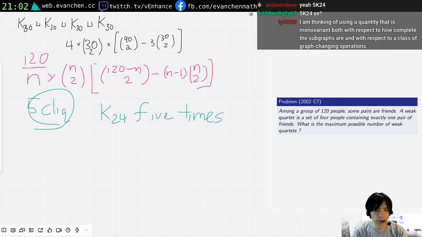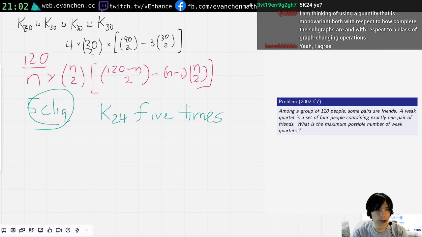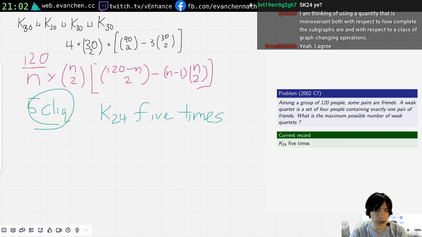It feels like we should write down a proof that makes 5 cliques, or really just some cliques, the optimal situation. So anyways, let's write down our best current record is K24 5 times. And it will give us some number, and I don't know what that number is, but this feels to me like a situation where the exact number isn't important. It's the equality case that's important, because there's no good other interpretation of that number that I can see right now.